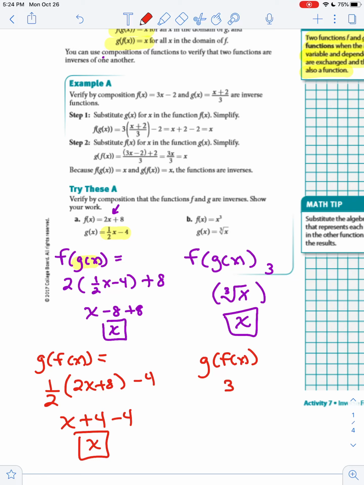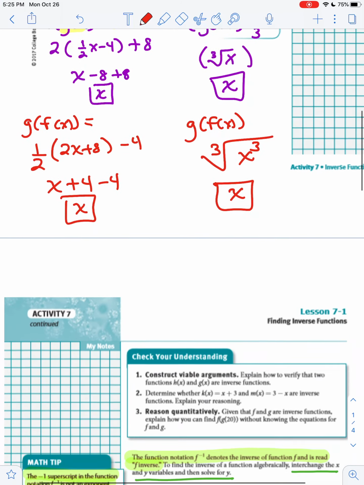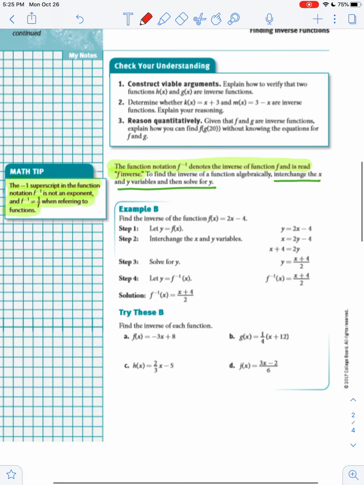And likewise, if I want to do g of f of x, I will be putting the x cubed function into the cube root function. So the cube root of x to the third, again, a cube and a cube root cancel each other out, and we just get x. So because f of g of x is x and g of f of x is x, they are inverse functions. So that's part 1.